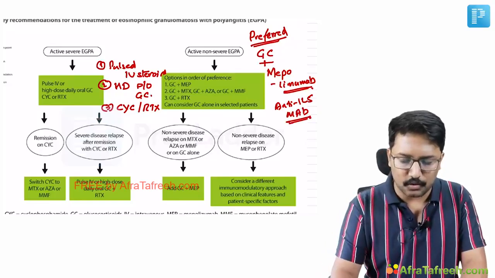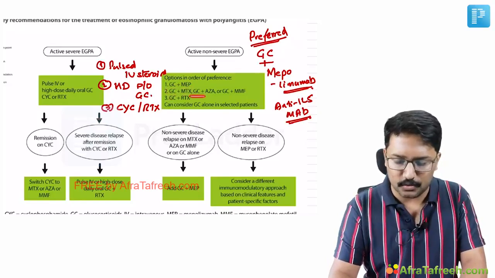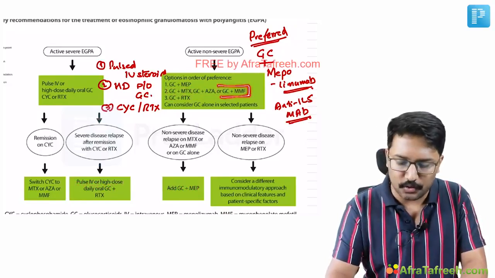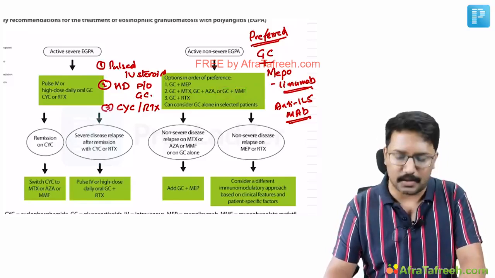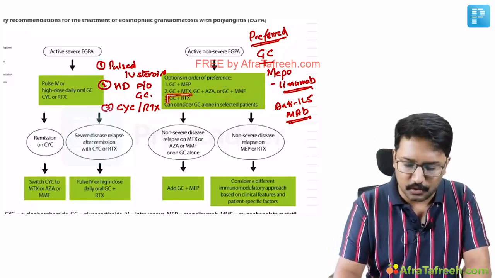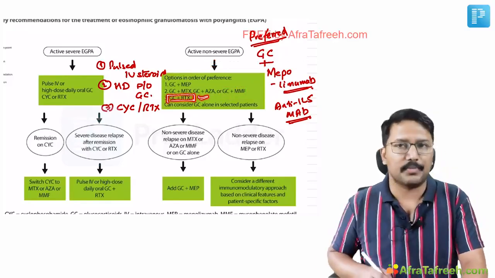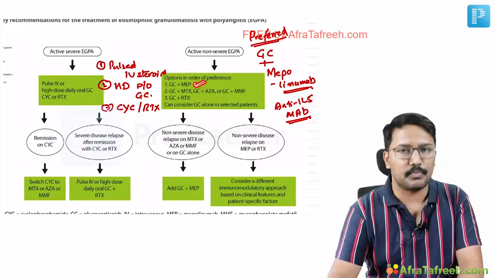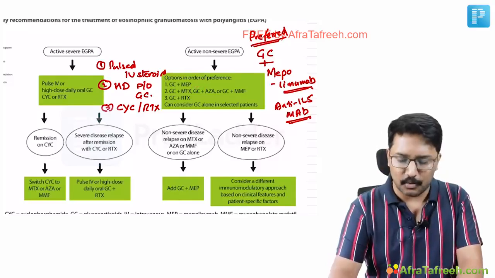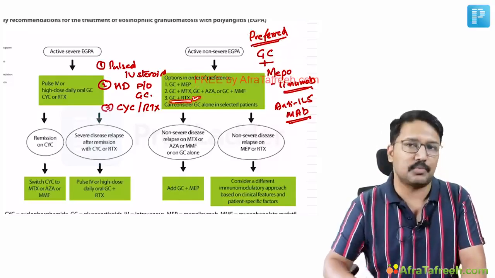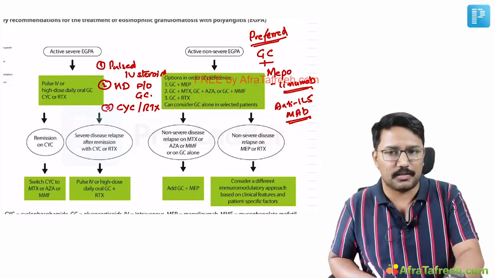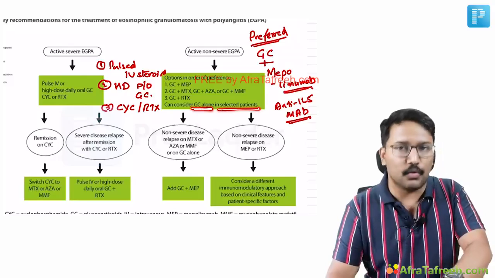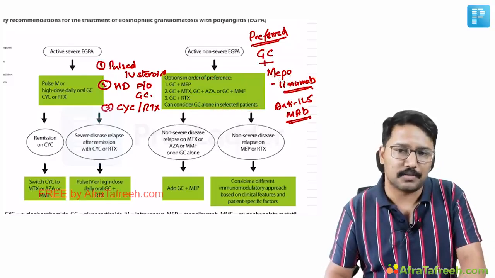Apart from that, you can use a glucocorticoids plus methotrexate combination. You can use glucocorticoids plus azathioprine. You can use a combination of glucocorticoids plus mycophenolate mofetil. You can also use a combination of glucocorticoids plus rituximab. This arrangement is in order of preference. So the first preferred agent is GC plus mepolizumab, and among these, probably the least preferred would be GC plus rituximab as the combination, right? In some selected subset of patients, we can use glucocorticoids alone for induction of remission, right?